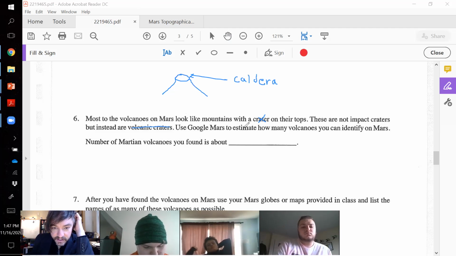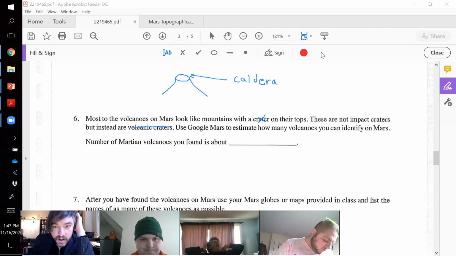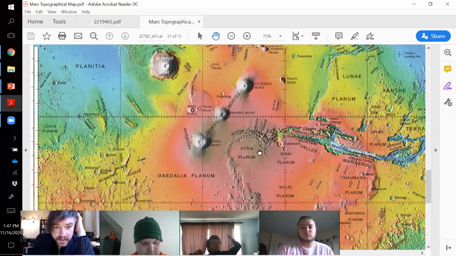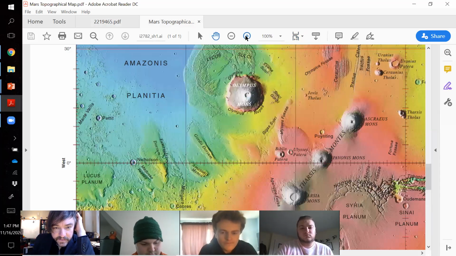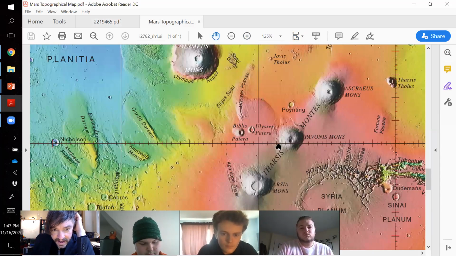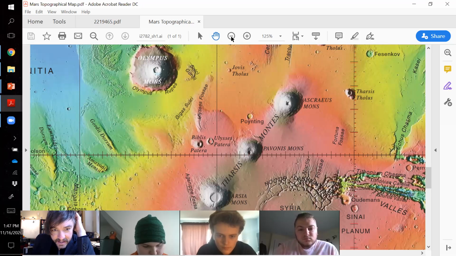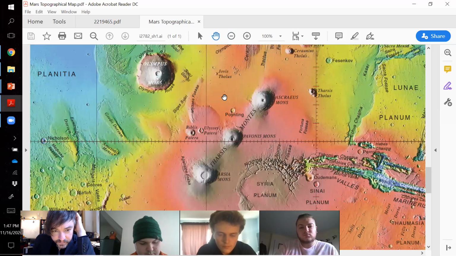Use the map to estimate how many volcanoes you can identify on Mars. Holy crap. Okay, let's count them together because this can be kind of a big job. How many volcanoes can we find? Now, the names of the volcanoes on Mars have a couple of different names. Anything that is a mons will be a volcano. Anything that is a tholus will be a volcano. Anything that is a patera will be a volcano. So let's see.